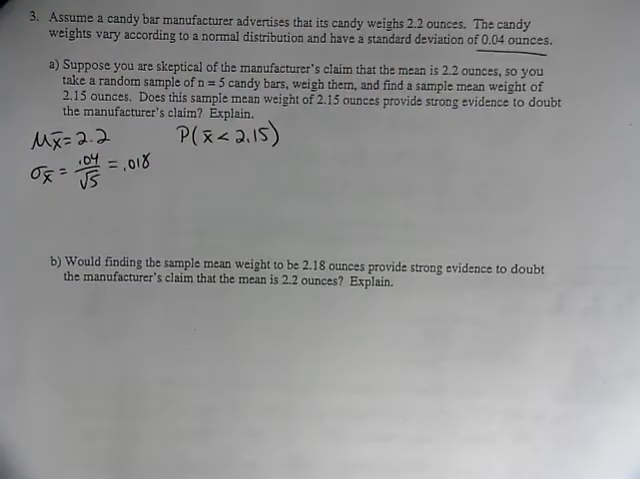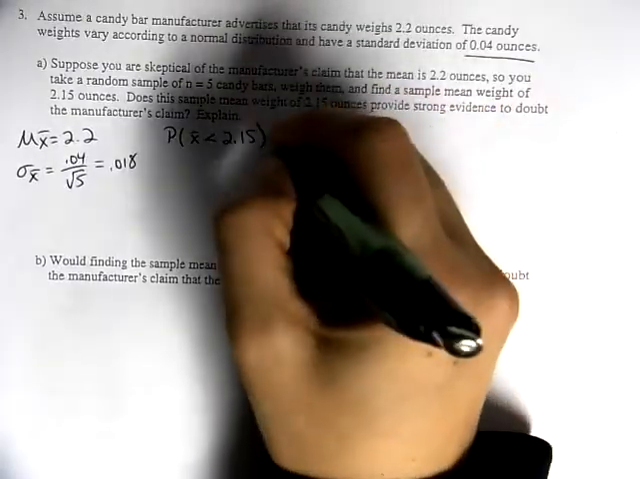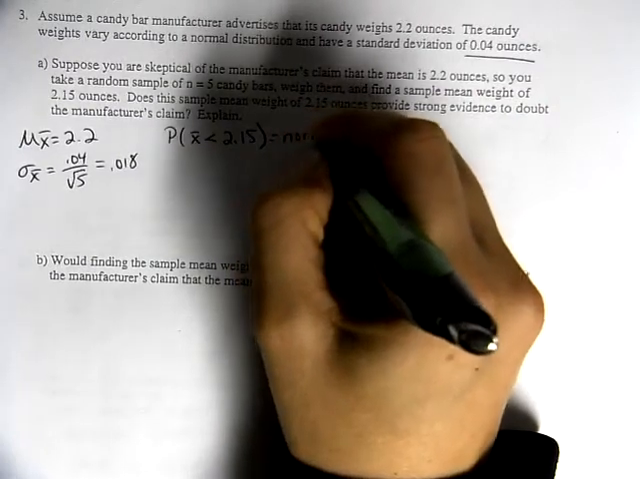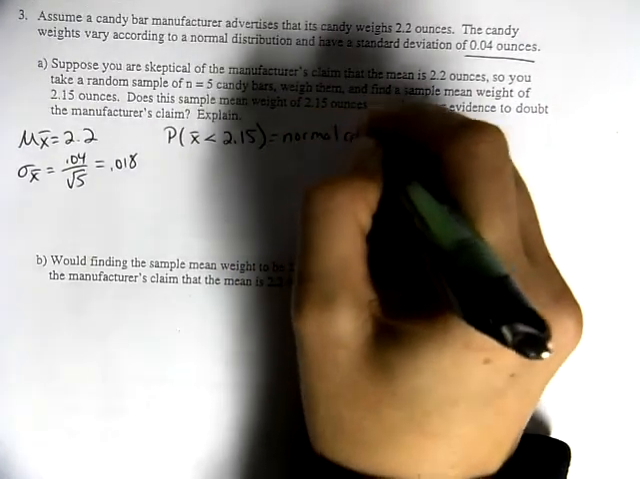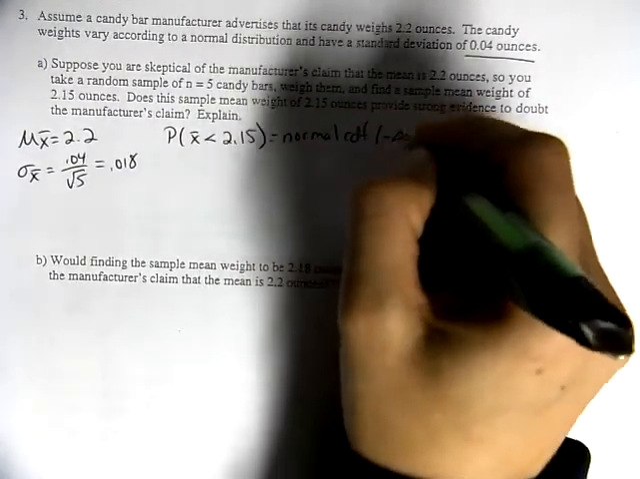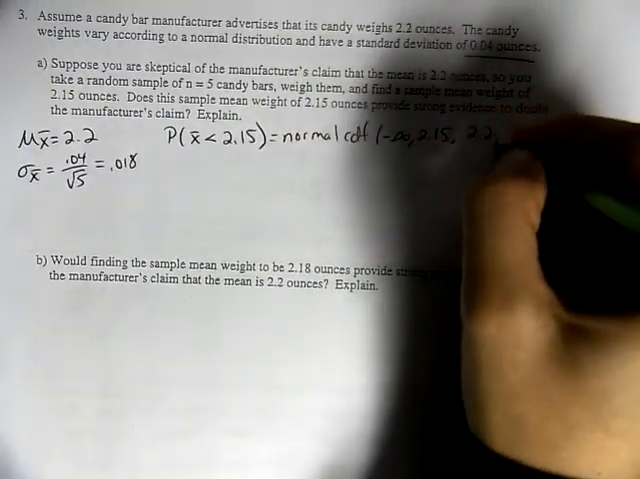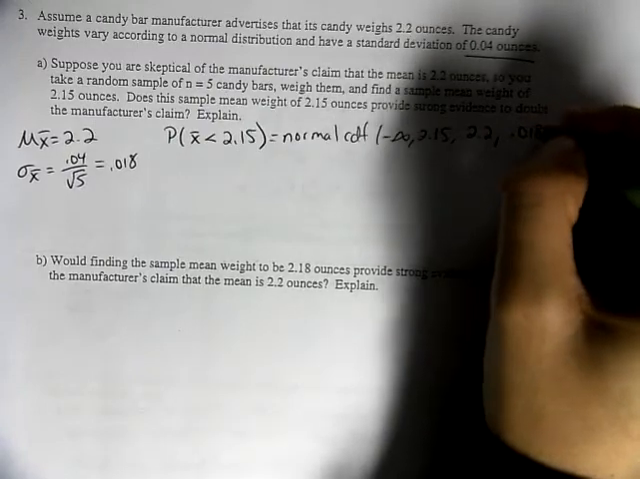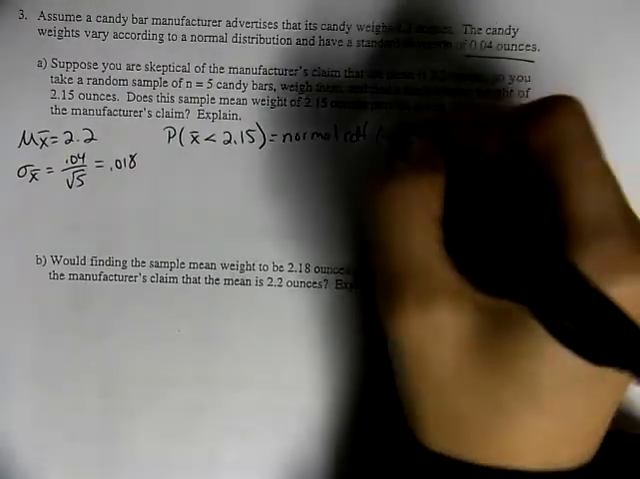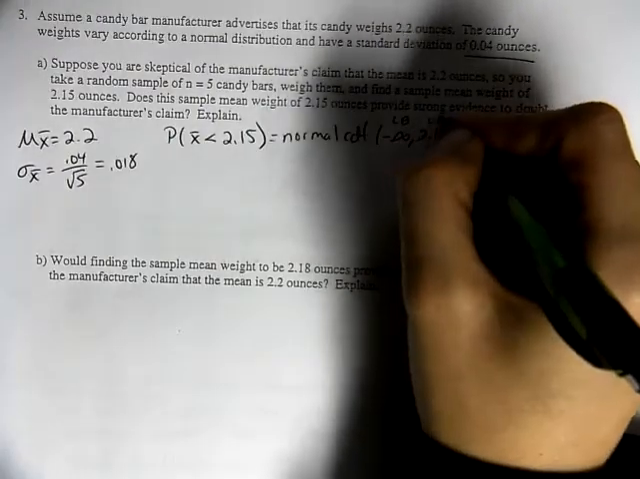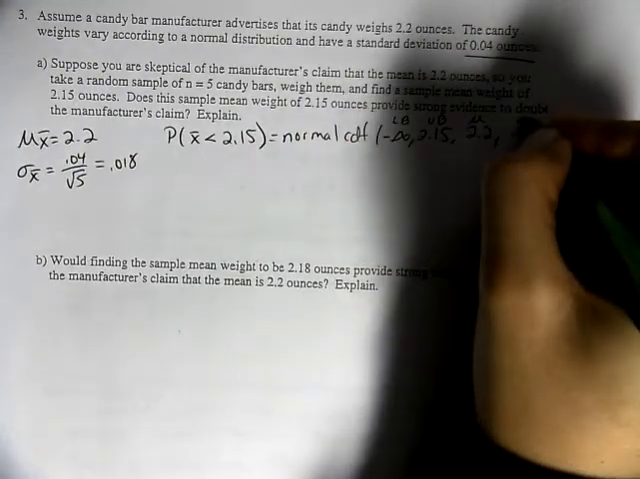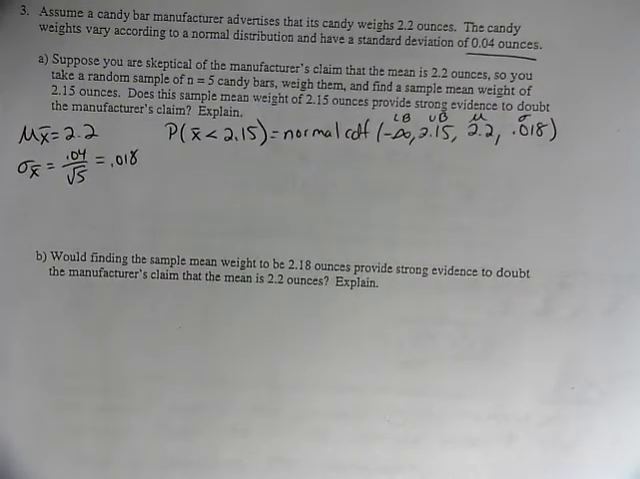So again, off to the side, we're assuming the mean's 2.2. Our standard deviation is going to be 0.04 divided by the square root of 5, so 0.018. So now let's look at the probability that I would get a mean of less than 2.15 ounces. If I think about less than, we really want your candy to weigh more, so if I look at less than, that'll give me a good probability. So I'm going to use a calculator. Normal CDF, negative infinity to 2.15. The mean's 2.2, and the standard deviation 0.018. So lower bound, upper bound, mean, standard deviation.